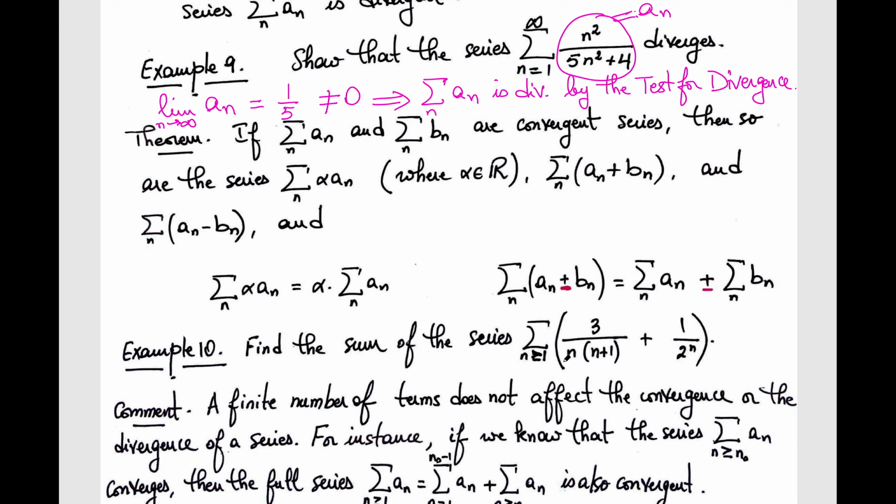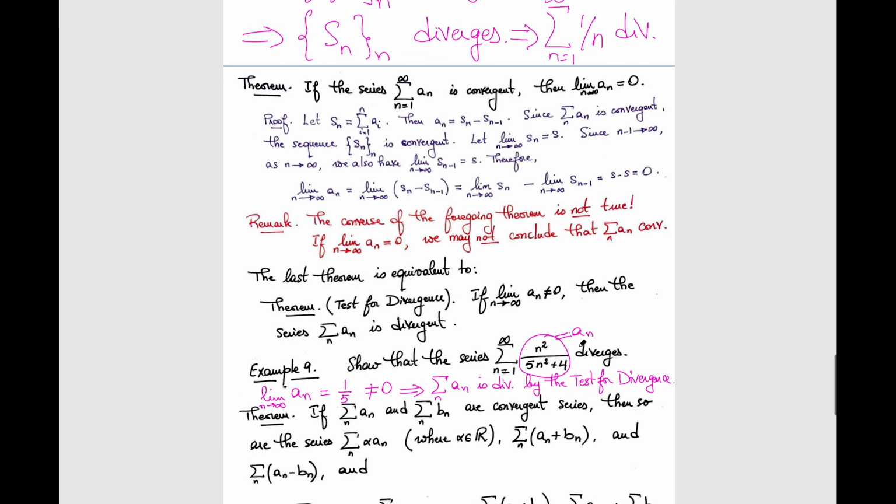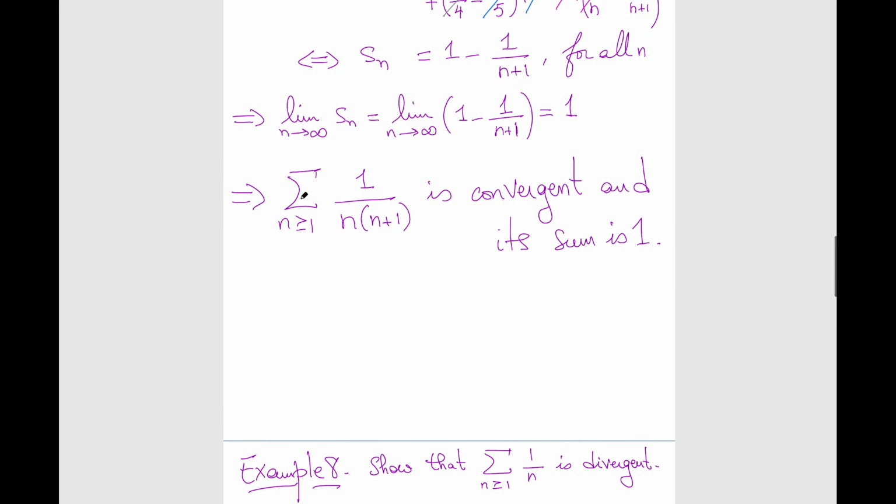Look at the series sigma 3 over n plus 1. You can push the scalar out, right? Ignore the 3 for a moment. Sigma 1 over n times n plus 1. We know this series. This is a familiar series. This is the telescoping series we found before. And we found that this is actually convergent to 1. Remember this? That's convergent to 1.